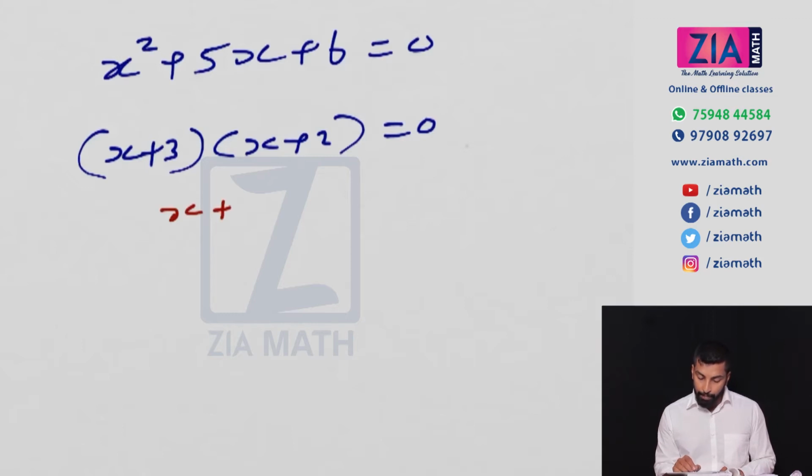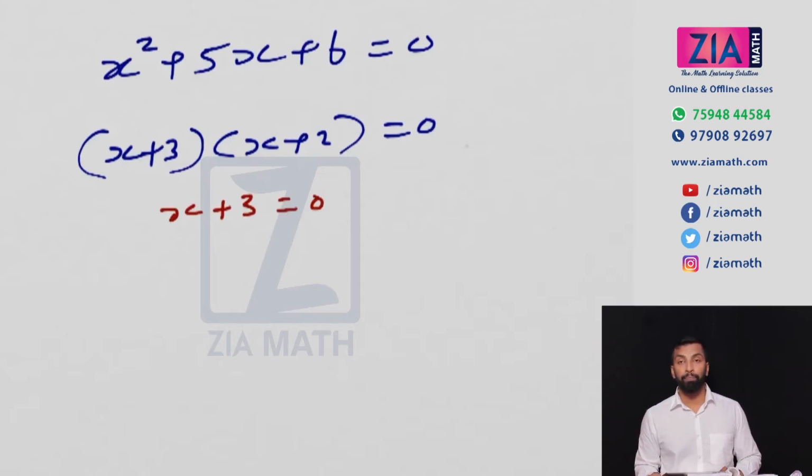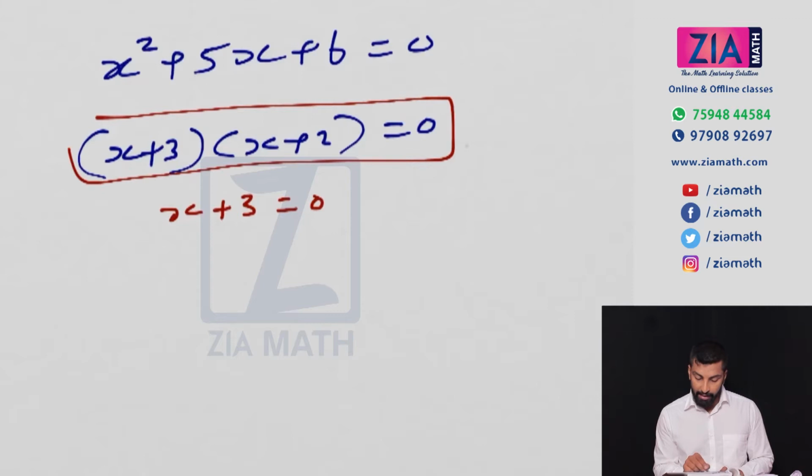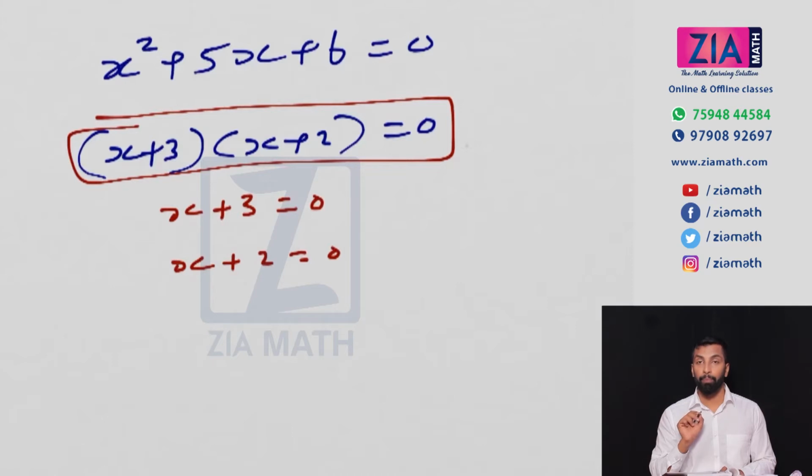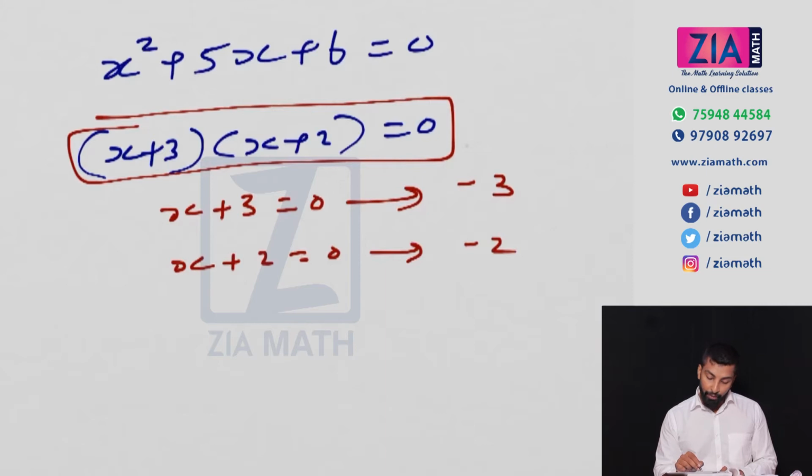It's either x plus 3 is equal to 0, because if the product of 2 is 0, it means one of them will be 0, right? It's either x plus 3 is 0 or x plus 2 is equal to 0. I hope this is clear for you. So if x plus 3 is 0, what is the x value? Minus 3. If x plus 2 is 0, what is the x value? Minus 2. So after factorizing, you take the negative of this.